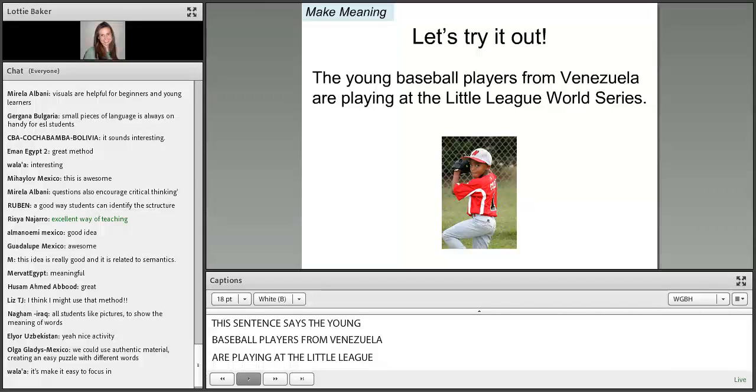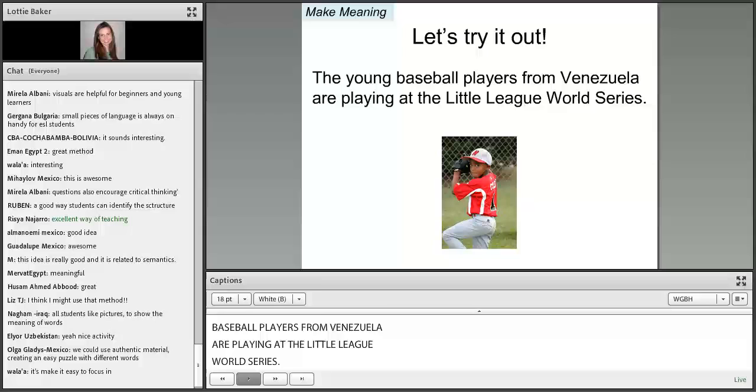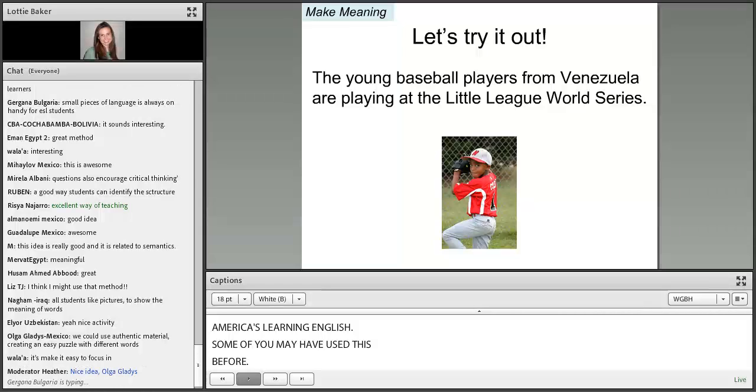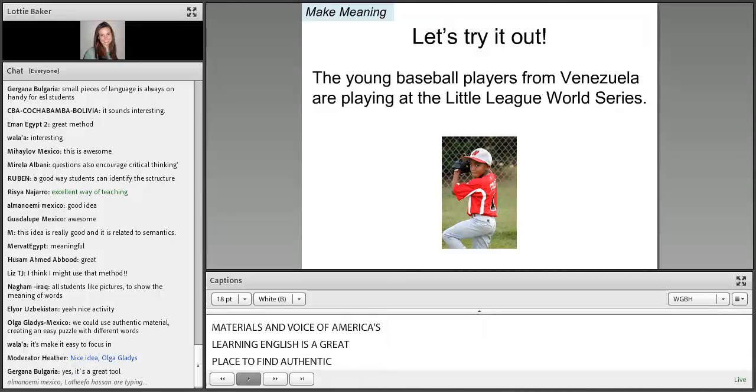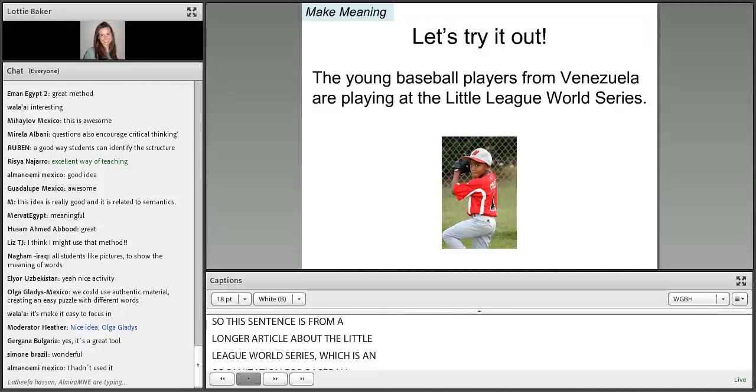This is a sentence that comes from a news story from Voice of America's Learning English. Some of you may have used this before. I noticed in the Ning we had some discussion about authentic materials, and Voice of America's Learning English is a great place to find authentic materials that are appropriate for different levels. So this sentence is from a longer article about the Little League World Series, which is an organization for baseball players, for young baseball players like this in the picture.